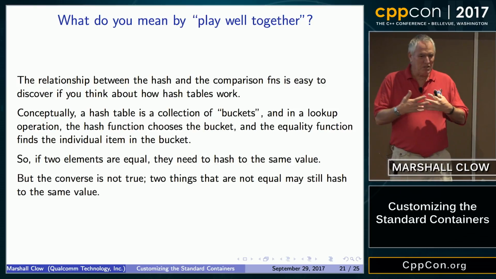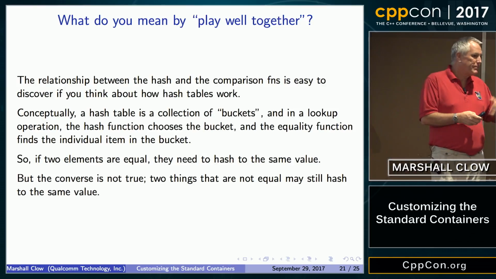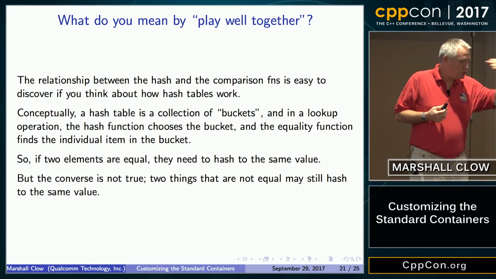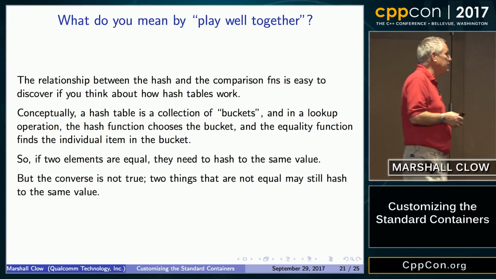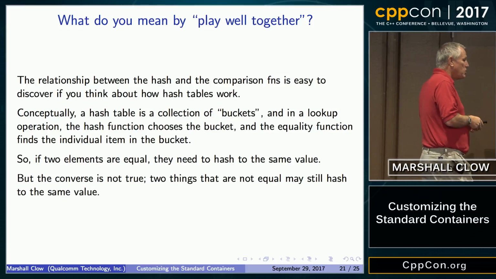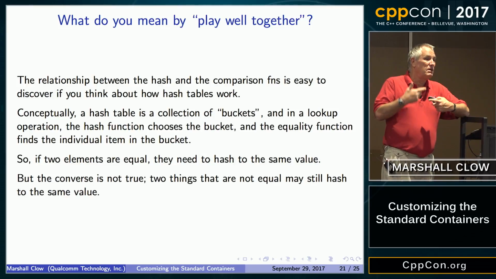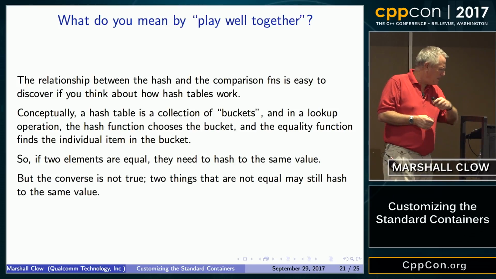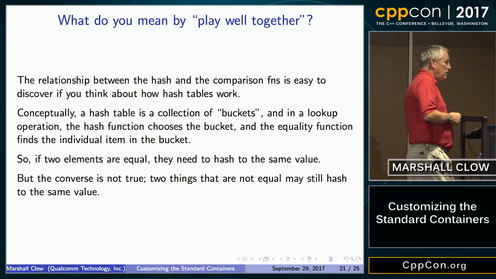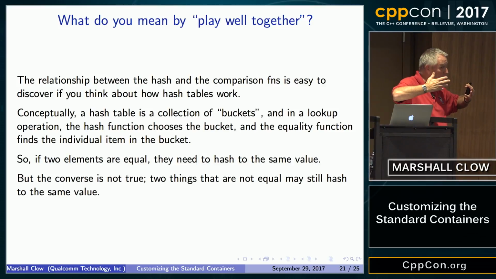It means that they have to agree. In particular, because you use the hash to find the right bucket, and then you troll through the bucket to find the right thing, if two things are equal, they have to hash to the same value. If they don't hash to the same value and they're equal, your hash table is going to misbehave. Now, obviously, you can have two things that are not equal hash to the same value. It's called a hash collision.